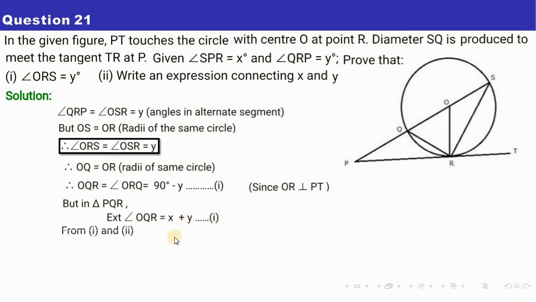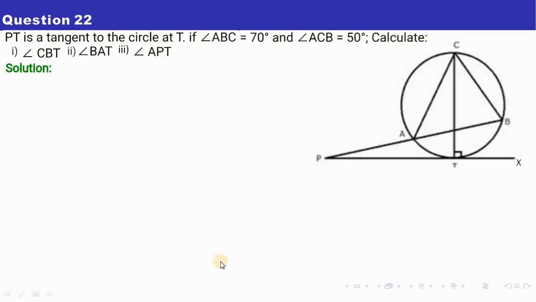From 1 and 2, what we can say is, see here, this is OQR, and this is also OQR. So this angle and this angle must be equal to each other, right? So x plus y is equal to 90 minus y. Moving the y over, it becomes plus, so y plus y is 2y. So x plus 2y will be equal to 90 degrees. That is the relationship between x and y, the expression connecting x and y. You may pause the video to note it down. Okay, let's move on to the next question.